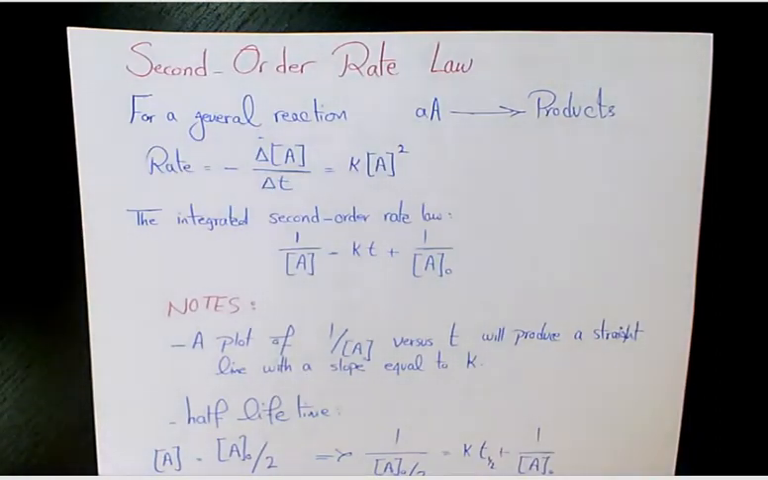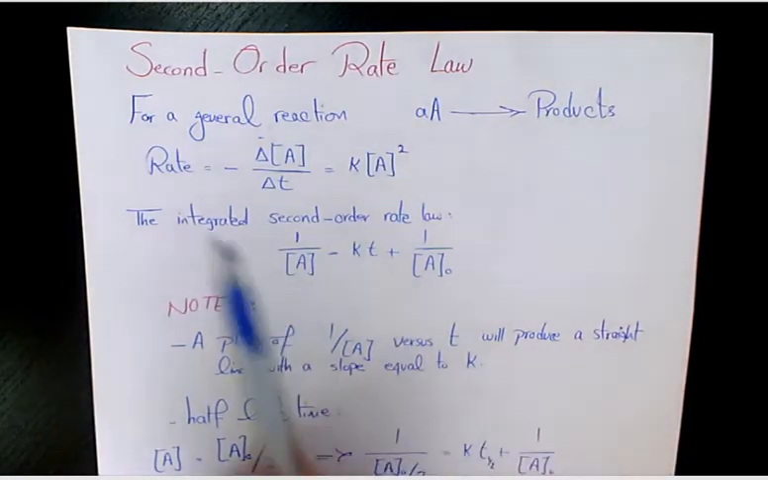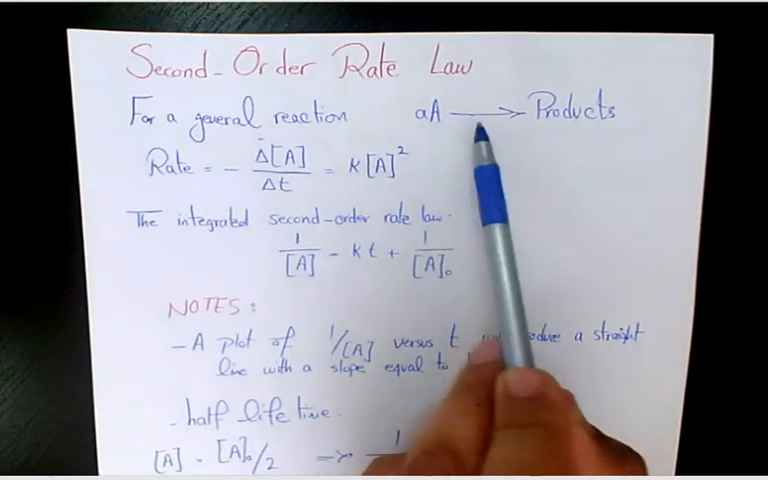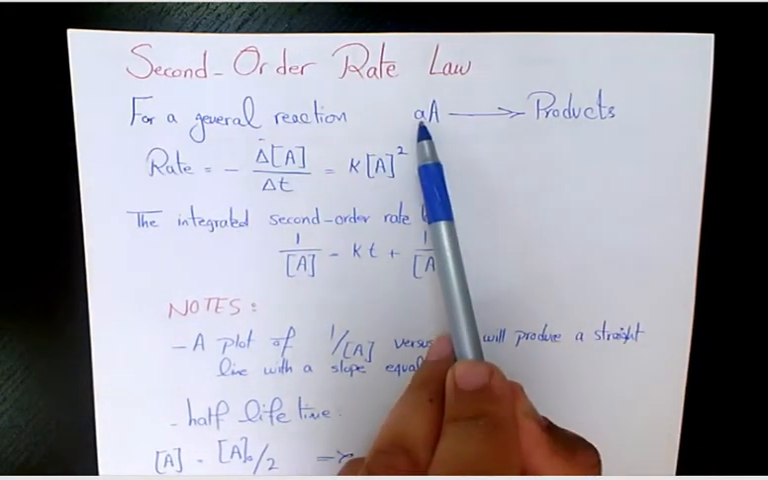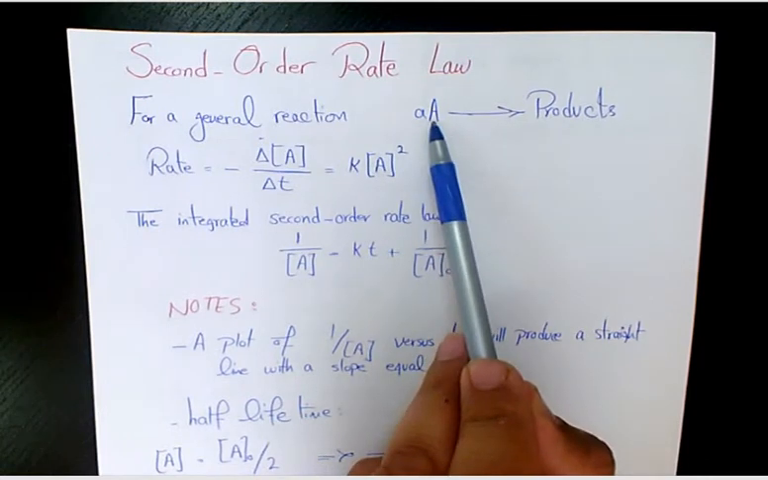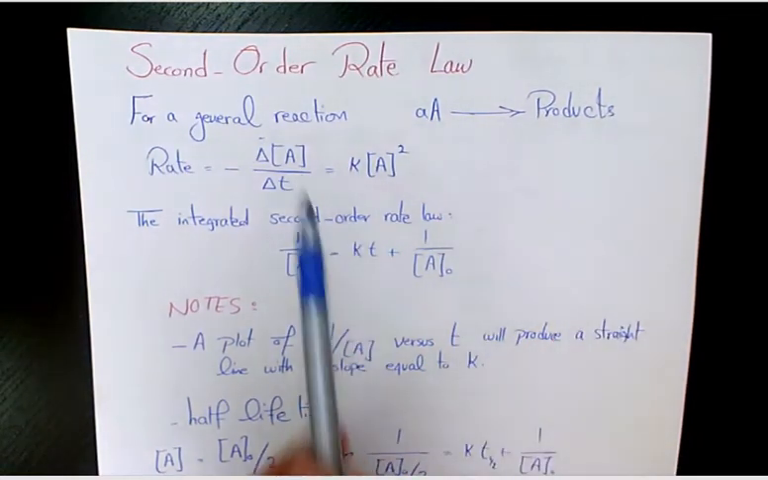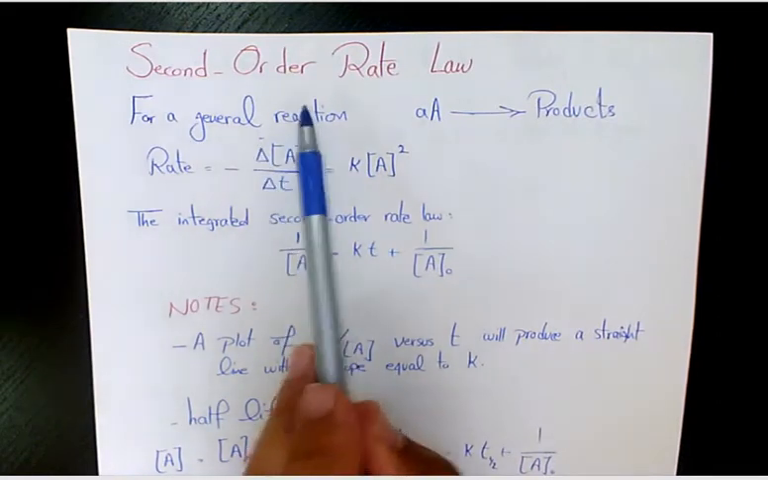Welcome to another video. In this video I want to talk about second order rate law, and then I want to talk about half-life time as well and see different questions. So when we consider a general reaction like aA gives products, a is the coefficient and the capital A is the compound, it results in some products. How do we figure out we are dealing with second order rate law?